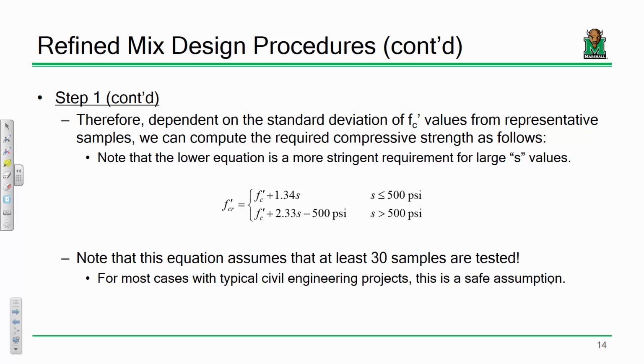Each group in this room, each of the 6 groups, is going to cast 9 cylinders. So we're going to have 54 cylinders for this class. So it's not that unheard of, okay? Not that bad, all right? So we're going to assume that 30 samples are tested.